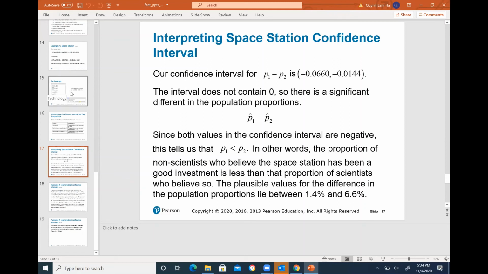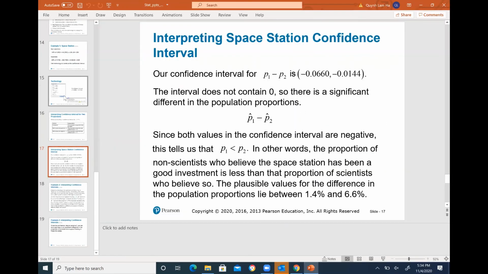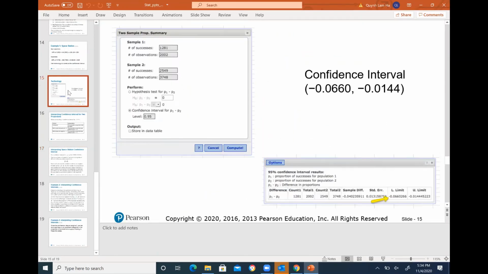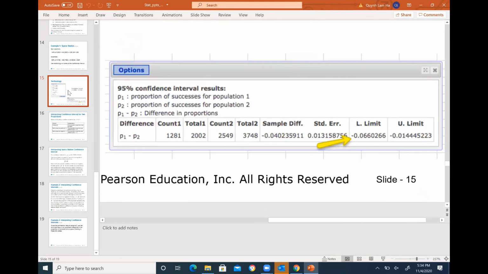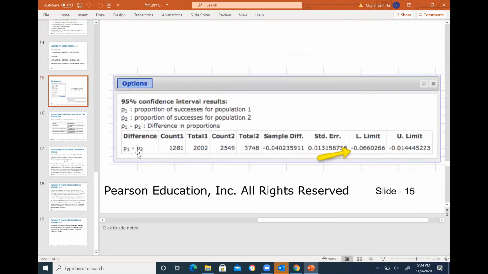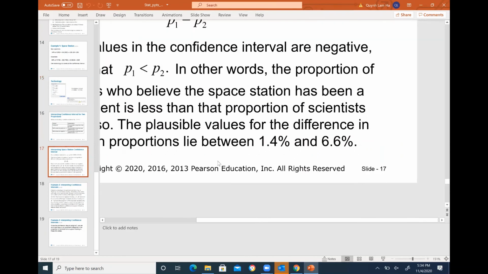Let me see if it's the actual. Oh, I think this one is the actual. Let me run that one to see if it's the same. Okay. Go back to the PowerPoint, looking at the StatCrunch output that they ran. Right here, they got this value. Yes, I see it. When they ran it, they typed it in correctly, and we have the lower limit and upper limit like this. And they draw a conclusion.